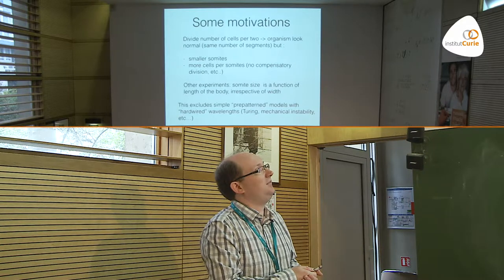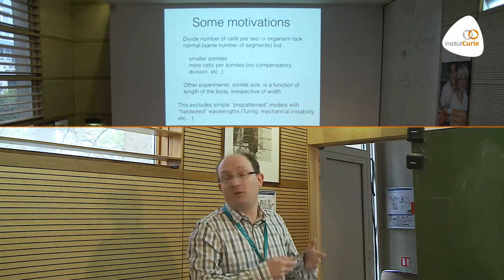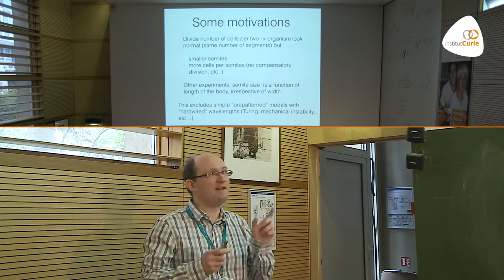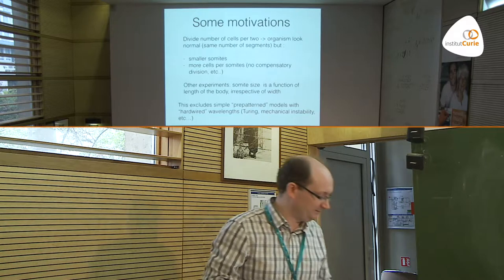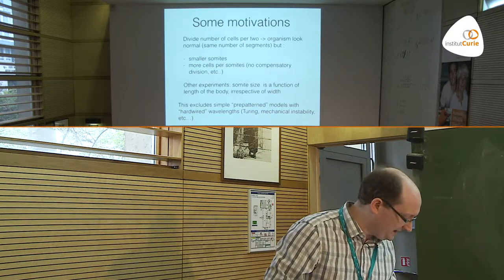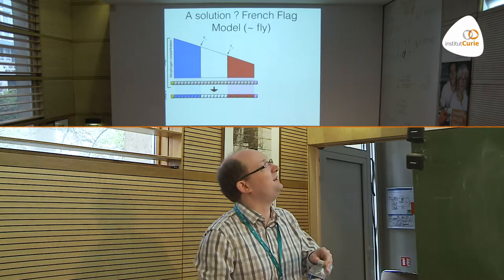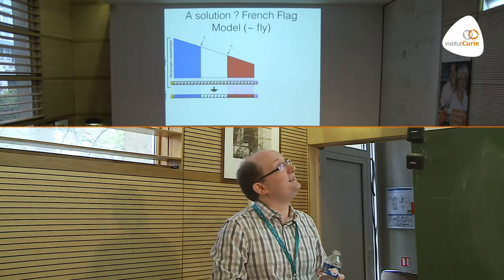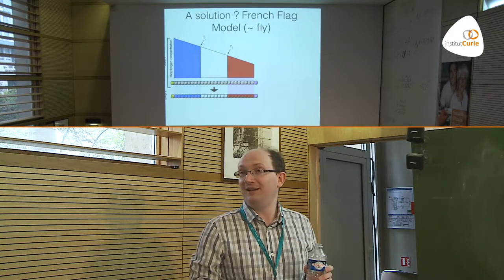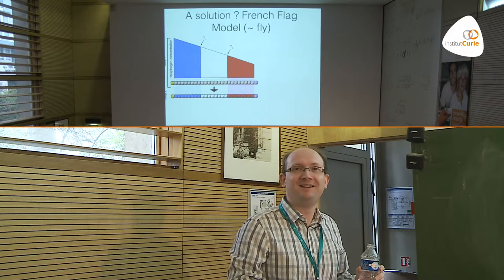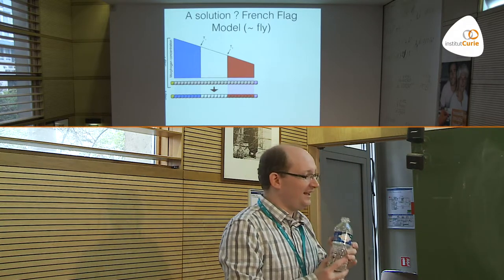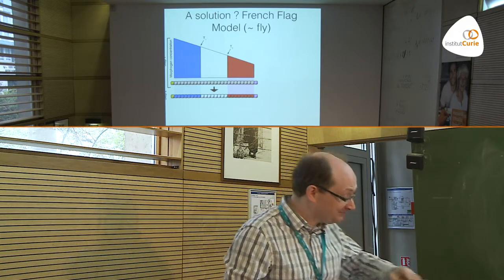And especially the scaling part. How can you have an embryo twice as small and still have the right number of vertebrae, the right number of segments? And so what would be a natural solution to this? A natural solution to this would be something similar to the fly. And this is the opportunity to introduce you to the French flag model in case you don't know it. Have you heard about the French flag model? Okay, so it has nothing to do with the fact that we are in France.